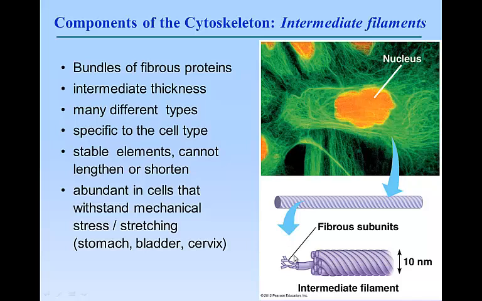Here's a picture of intermediate filaments, and for your purpose, just understand that these are fibers that are somewhat in between the actin and the tubulin or microtubule fibers, and they have a variety of different thicknesses and a variety of different functions. They're relatively stable, and they help keep the cell from stretching too completely.